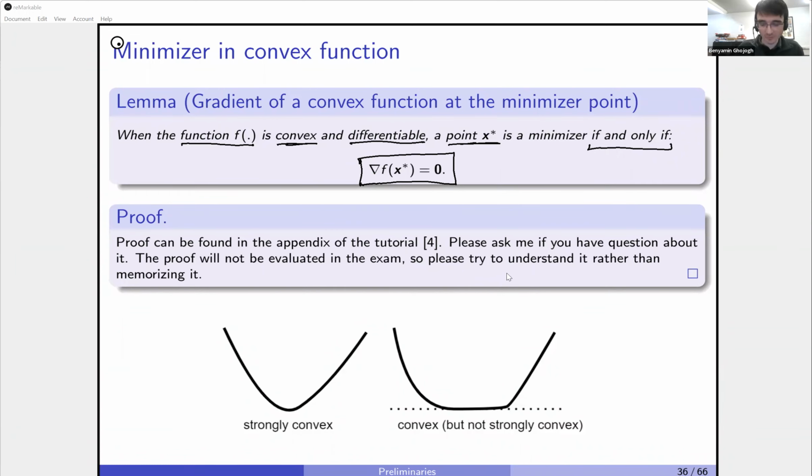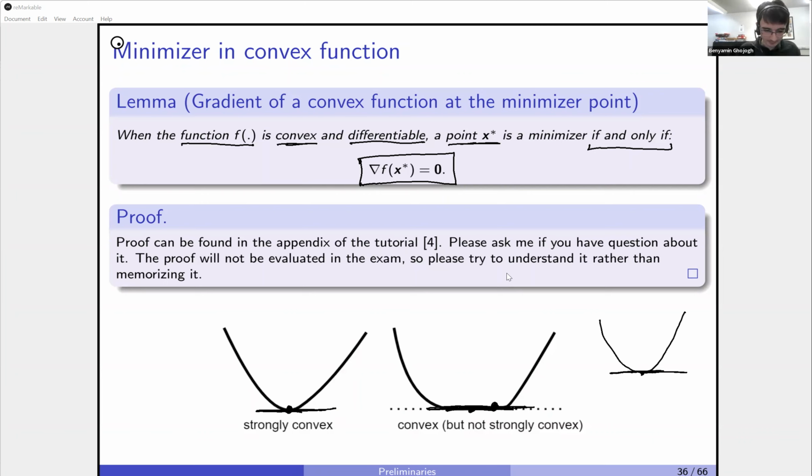So I think it's obvious why it's here. For example, this is a convex function. This is a minimizer, as you see. The derivative of this is 0. The slope of this is 0. Here, this is a minimizer. The slope of the tangent of the function at that point is 0. Here, this is another minimizer. The slope is 0. In other words, when we have a convex function, at the minimum, the slope of the tangent to the function is 0.